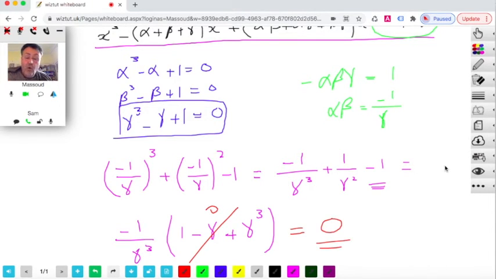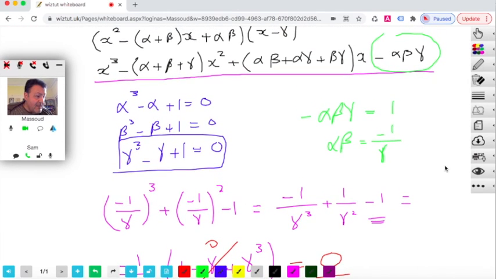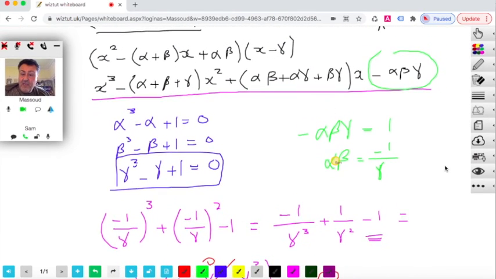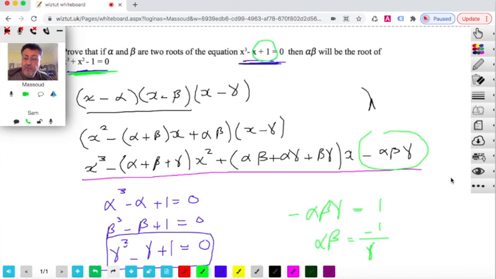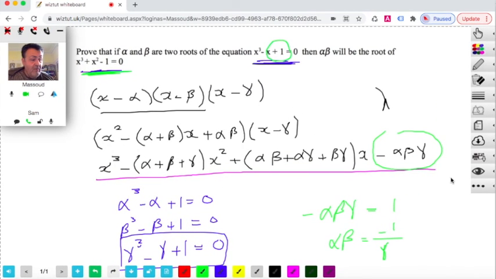We wanted to show that when we put in alpha beta, the product of alpha and beta, which was equal to this, into this new cubic, you will end up with a 0. And it did end up with a 0, which means this is a root of this new cubic, and if this is a root of the new cubic equation, then alpha beta is also a root of this cubic.